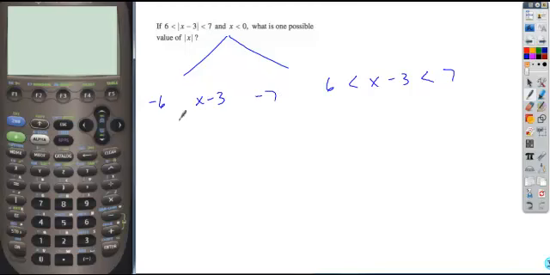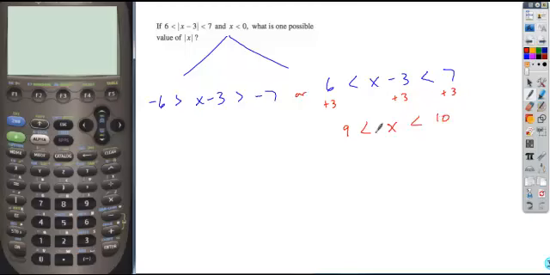in order to get to the opposite, we have to multiply or divide by a negative. And in dealing with inequalities, when you multiply or divide by a negative, you do have to switch the inequality symbol. And so then it's just a matter of solving each of these. So if we solve the one on the right, which is easier, we add 3 to both sides, or all the sides. We get 9 is less than x, which is less than 10.